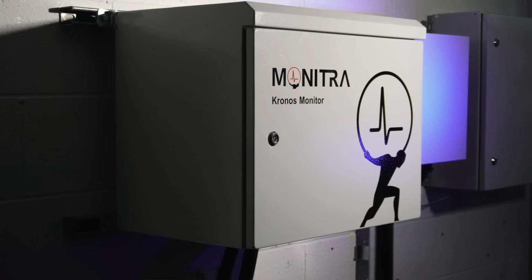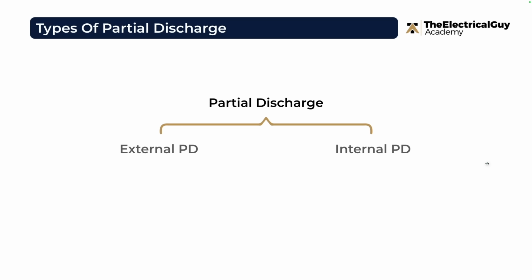So the actual real world case studies that you will see in this particular video are coming from Monitra's very rich experience. We'll talk about Monitra and what they do later in this video. Now PD is classified into two major categories, the external partial discharge and the internal partial discharge. The external PD is further classified into corona partial discharge, or simply the corona discharge, and the surface partial discharge.